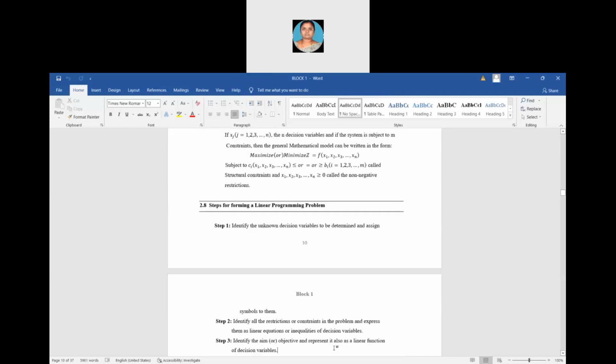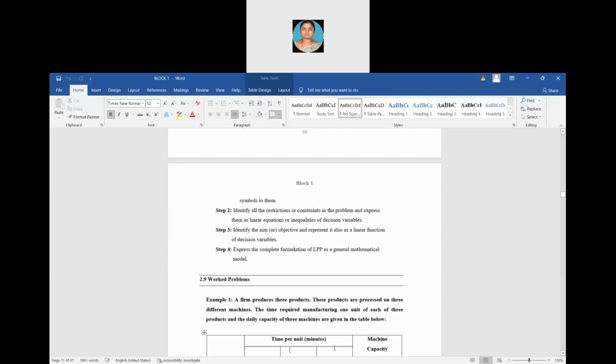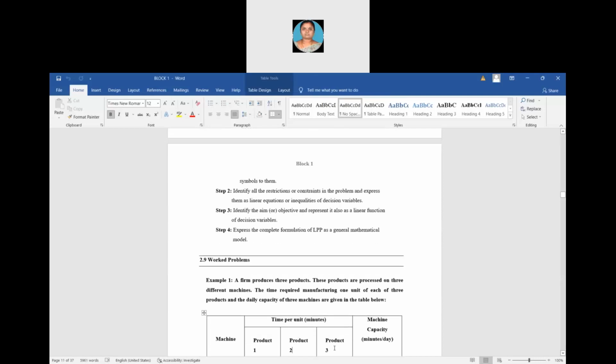And what are the steps for framing the linear programming problem? The steps are what we have seen in the problem. You should identify the constraints and also the objective functions neatly. So these are the steps, and some worked out examples. Here we have seen some worked out examples, one for maximization and another for minimization.